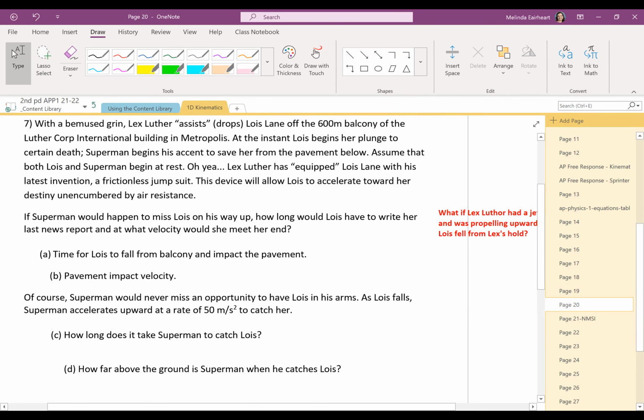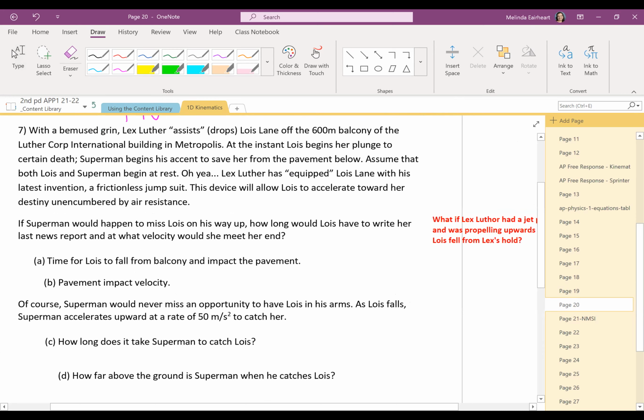By the way, you probably won't see Lex Luthor, Superman, all that kind of stuff on the AP exam. Student A, student B, whatever. I know it. We try to have fun with a PH. Fun, physics with a PH. Okay. I got to do it once. It's a corny physics joke.